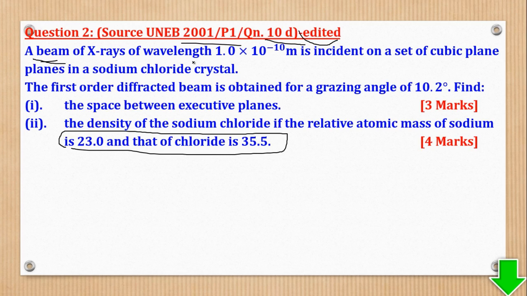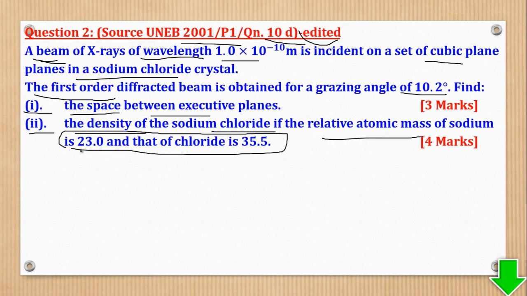So a beam of X-rays of wavelength this is incident on a set of cubic planes in a sodium chloride crystal. The first order diffracted beam is observed for a grazing angle of 10.2 degrees. Find Roman 1, the spacing between successive planes, and Roman 2, the density of the sodium chloride if the relative atomic mass of sodium is 23.0 and that of chlorine is 35.5.